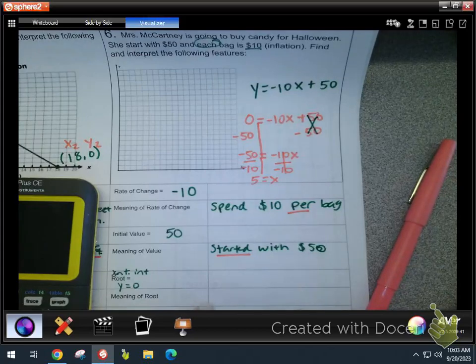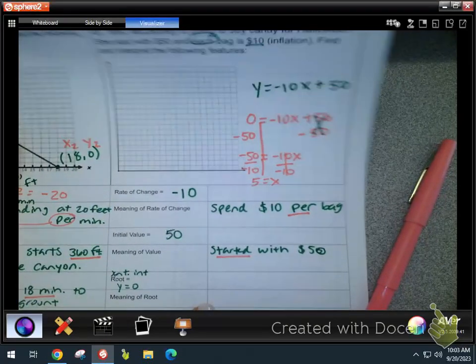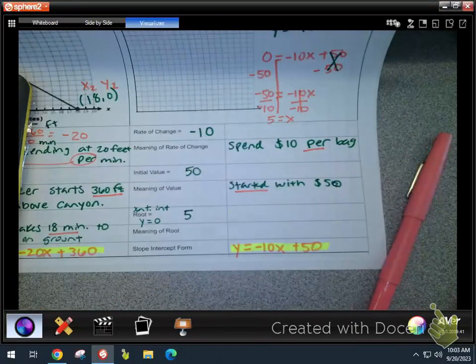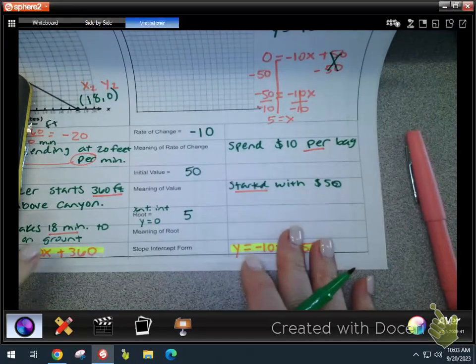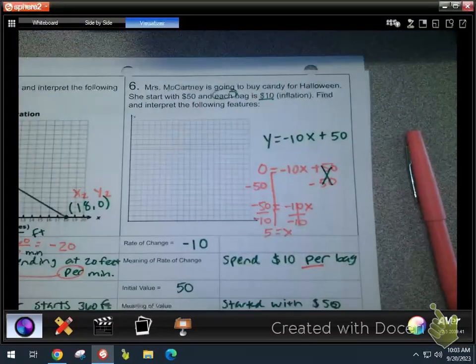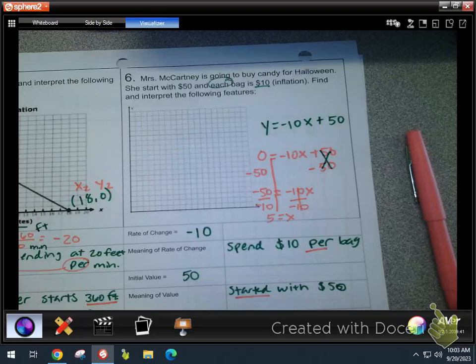So what's the root? 5. Okay? The 10 was negative, the slope was negative, because we're spending. Okay? All right, what does that mean? Let's graph it and see how it goes. Okay? All right, we need to talk about the story.